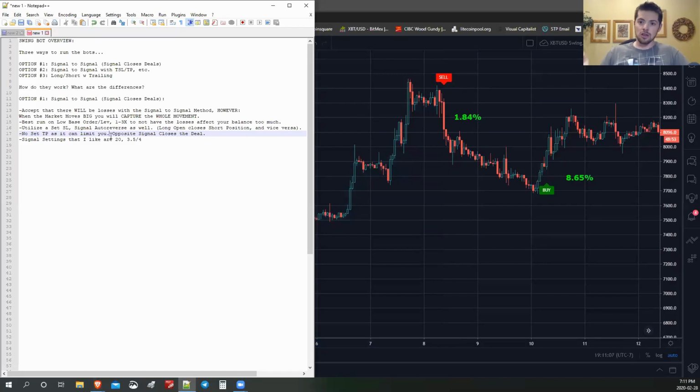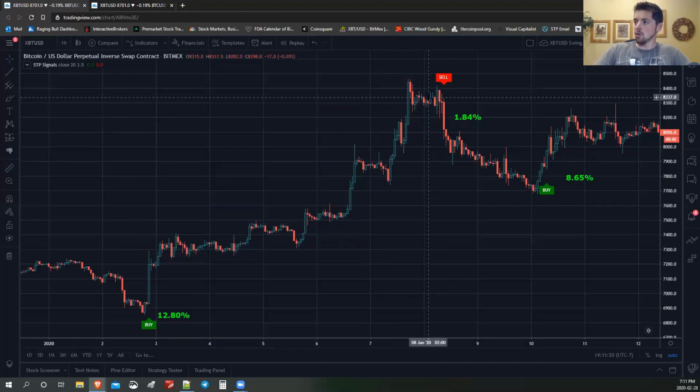So for true signal to signal, no set take profit, as it can limit you. Opposite signal closes the deal. This is just basically in a nutshell how it can work out. And realistically, this works really good if you are a good manual trader and you are able to monitor this. So maybe you set the bots up, you've got a bot set up on the hourly, and you are manually trading as well. So maybe you are ripping trades daily.